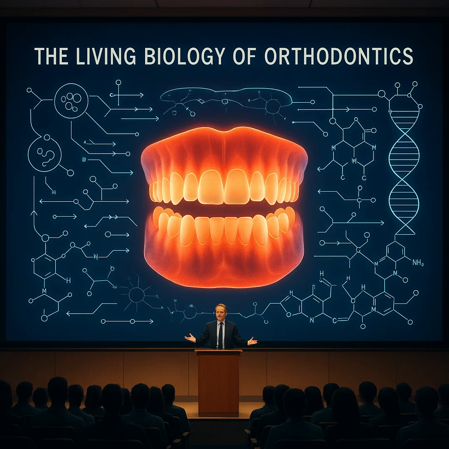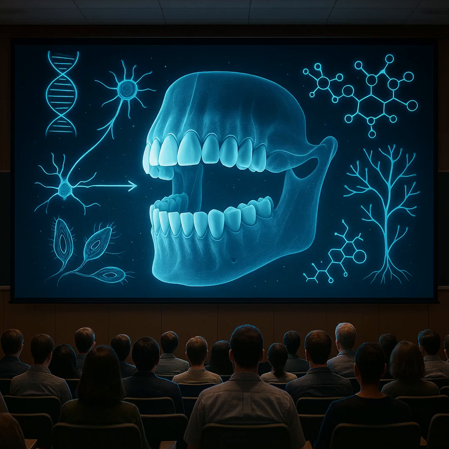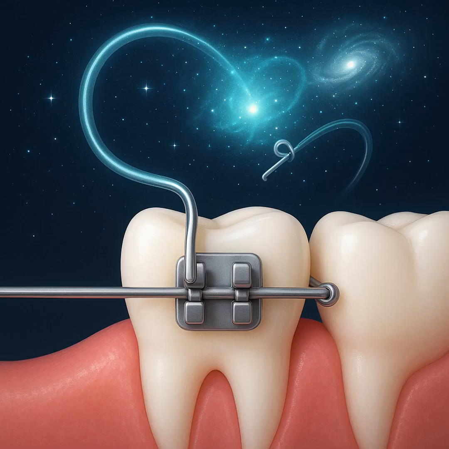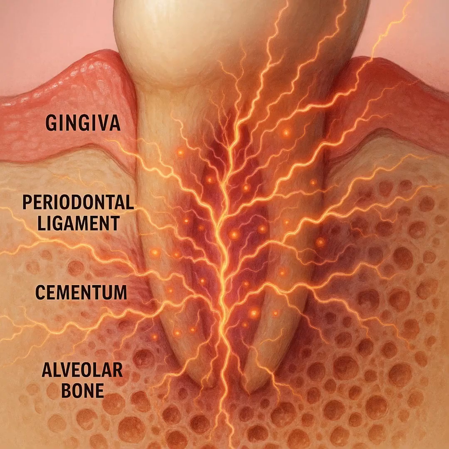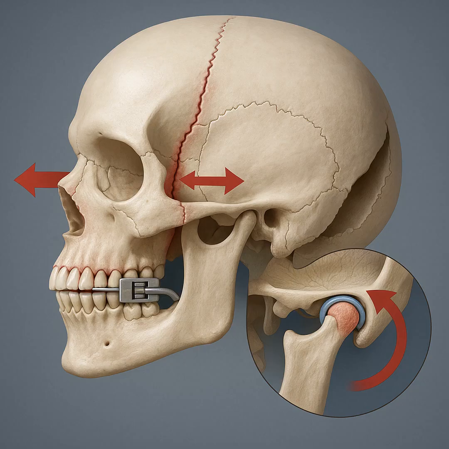Welcome everyone. Today we're going to take a journey into the living biology of orthodontics. Whenever you place a bracket, bend a wire, or activate a spring, you are not just moving teeth through bone. You are triggering a cascade of biologic events that involve the gingiva, the periodontal ligament, the cementum, and the alveolar bone. And if you go further with orthopedic forces, you're even asking sutures and the temporomandibular joint to adapt.